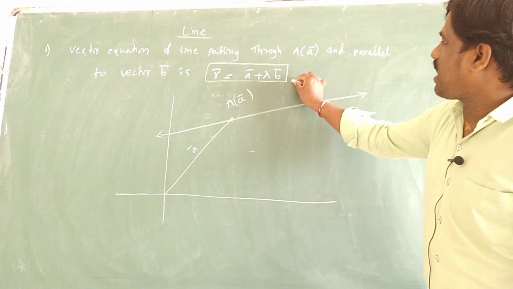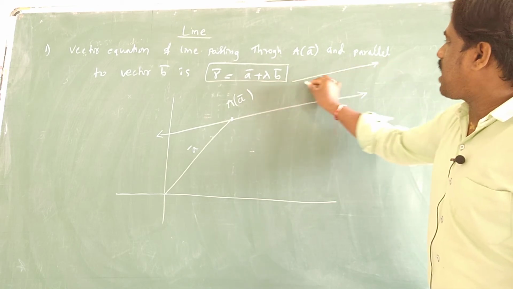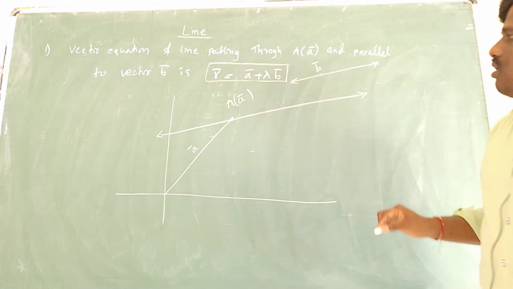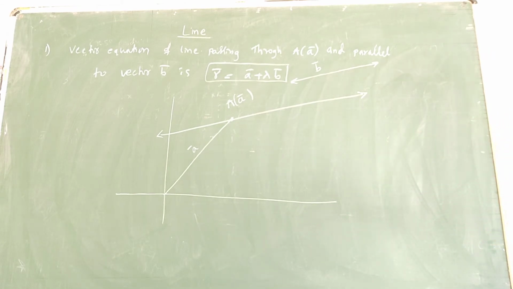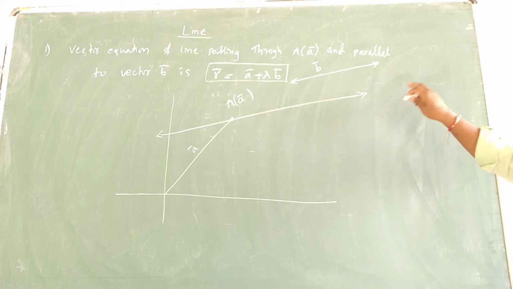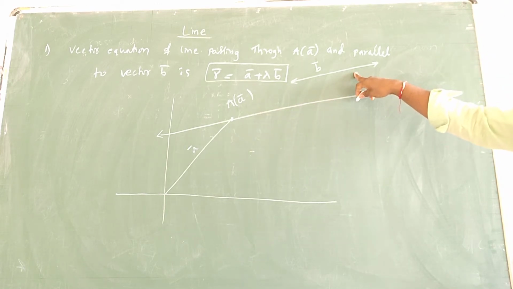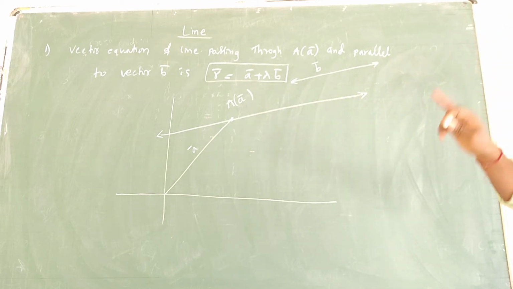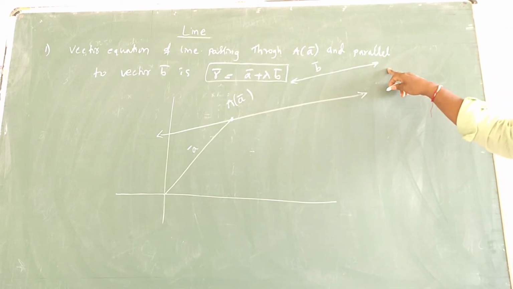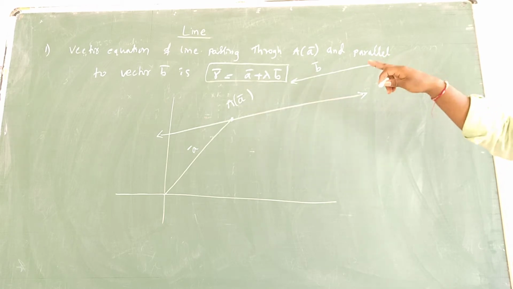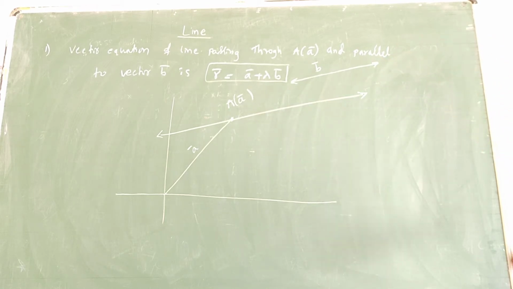There is a vector which is parallel to this vector. They have given two things. This is applicable when, listen carefully, understand this: the equation of the line is possible when they give a point and a parallel line. B is the parallel line and A is the point. A point is given, and a line is given parallel to this. Then R is equal to, we can write, A vector plus lambda times B vector.